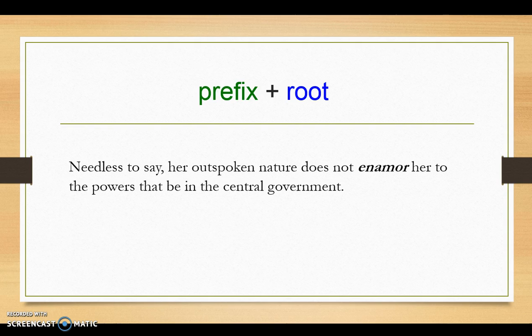Although there's some context clues, let's try to figure out what enamor means based upon just Greek and Latin. I start by finding my root word, which is amor. I know that root amor means, in Latin, love. Now let's look at the prefix. I know that the prefix en comes from both Latin and Greek and means within or to have in. So enamor must mean being in love or having love for. So in the context of my sentence, the woman being talked about must not be liked by the central government due to her outspoken nature.